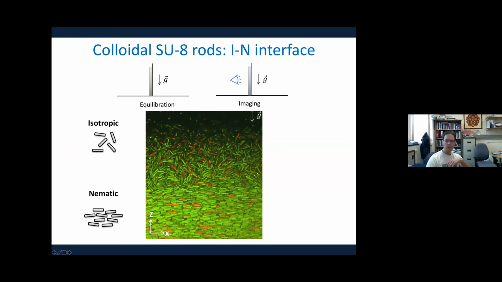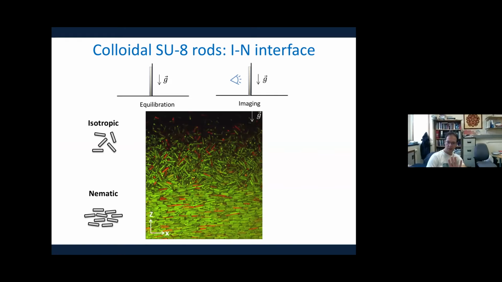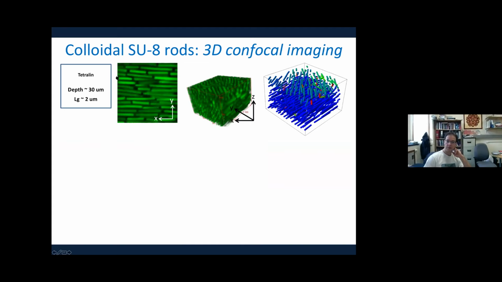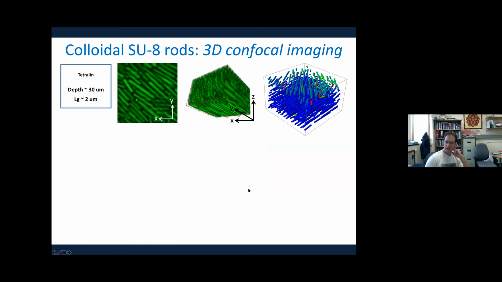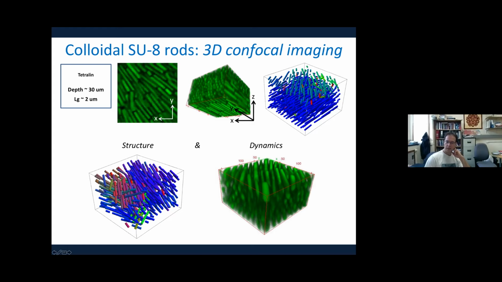But hold on, just one more thing, because this was confocal imaging in the plane, but we can actually do it in 3D. If we put these rods in the right solvent, we can get a full three-dimensional picture, as shown here, in this case of the nematic phase. We can even track all the rods and find all their orientations. In other words, we have the full three-dimensional information on the structure and the dynamics. I don't think that has been done very often for nematic phases or even smectic phases, where you can tune the gravity and still find the coordinates of all of them.